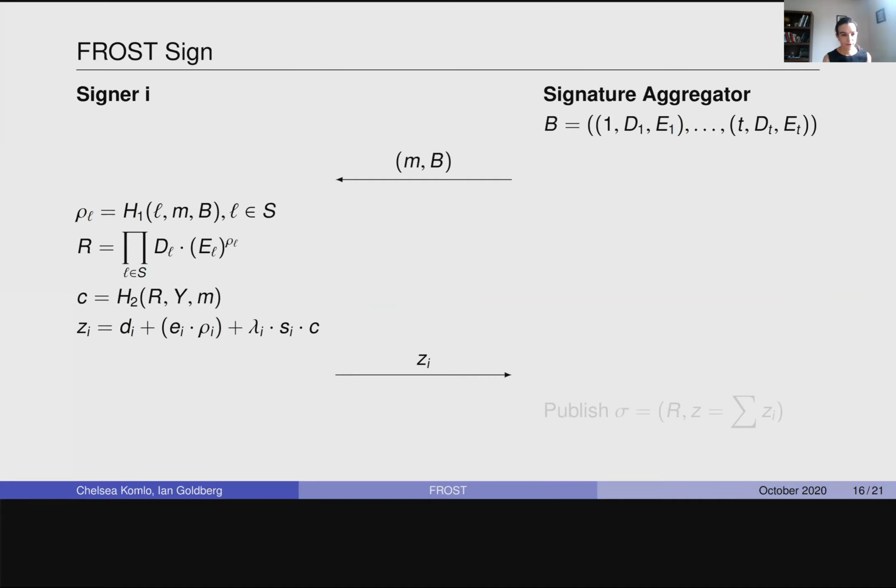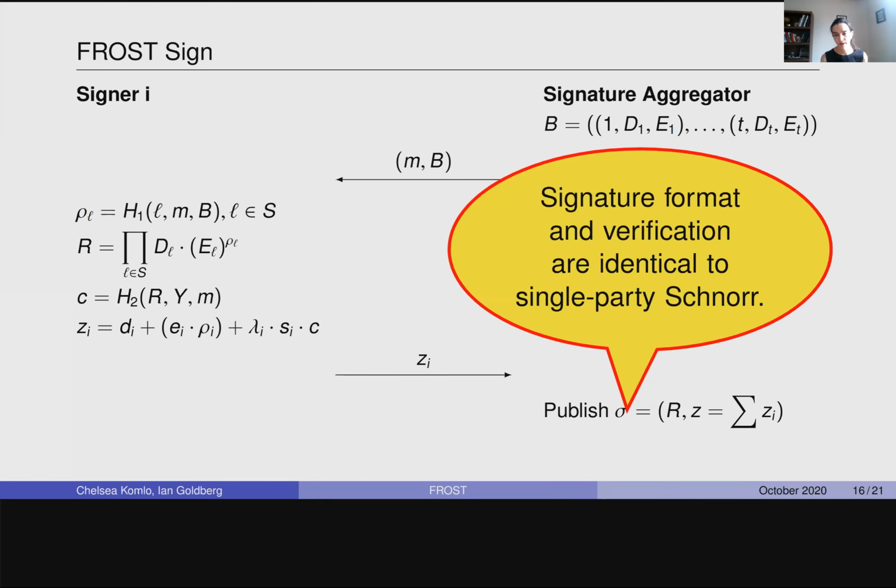Okay, so once every signer generates their response z_i, they'll send that back to the signature aggregator. Then the signature is, again, this value R, which represents the group's commitment, and then the sum of all of the z_i. So the overall signature is just the sum of all of the signature shares generated by every signer in this protocol. And again, what's nice is the signature format and verification are identical to single-party Schnorr. That's what's really attractive about this signature scheme.